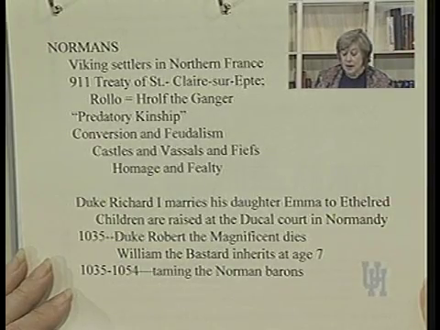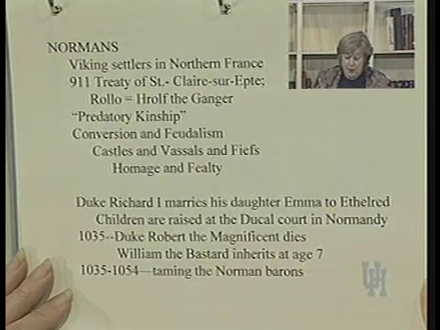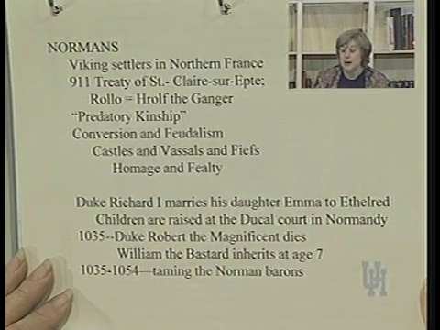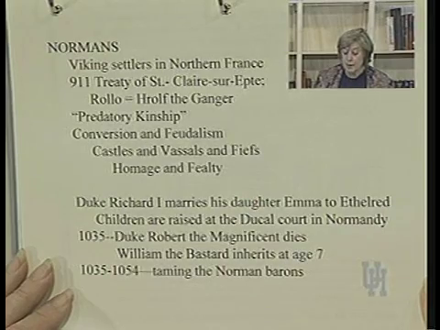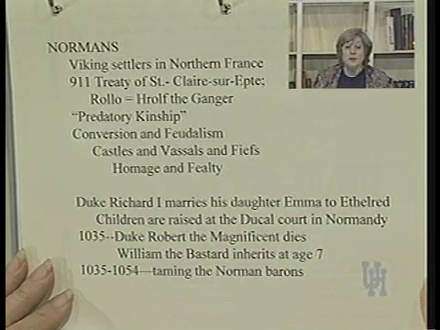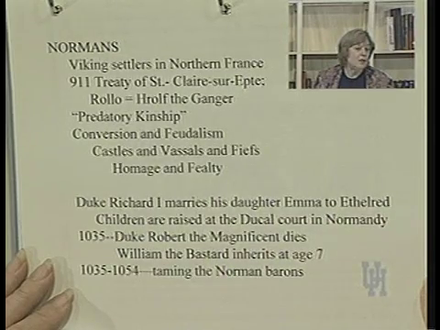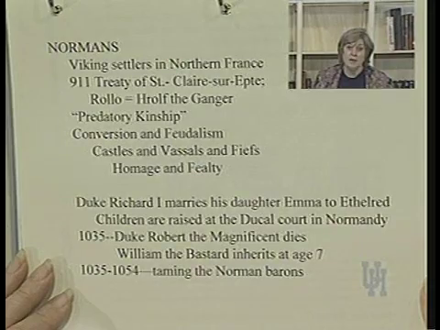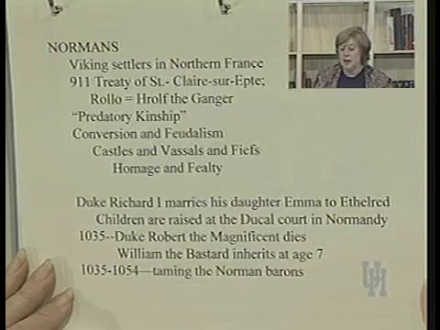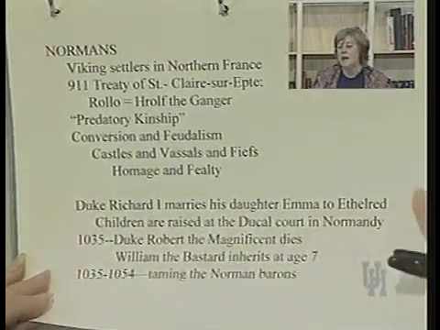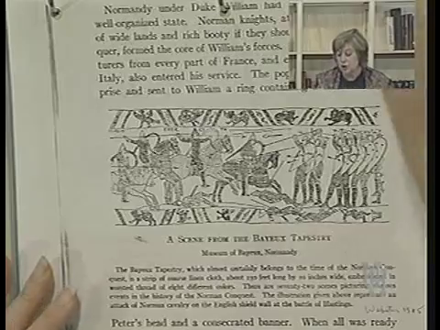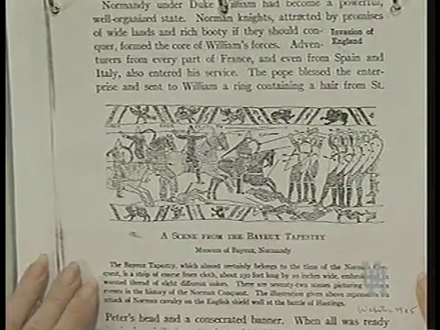In 1035, Duke Robert the Magnificent died, and his son, William the Bastard, inherited Normandy at the age of 7. He spent the next, how many years, 15 or so years, 20 years, taming the Norman barons, because Normandy exploded into rebellion the minute that Robert the Magnificent died. And in fact, William's guardian had to spirit him out in the middle of the night in order to save his life. So it was really quite dangerous. And William grew up in the midst of danger and had to fight for his life. And this is one reason that he was such a strong and effective conqueror.